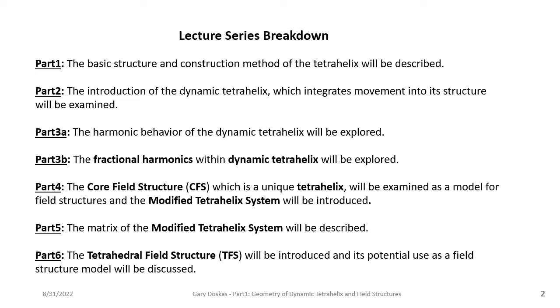Part 4, the core field structure, CFS, which is a unique tetrahelix, will be examined as a model for field structures, and the modified tetrahelix system will be introduced. Part 5, the matrix of the modified tetrahelix system will be described. Part 6, the tetrahedral field structure, TFS, will be introduced and its potential use as a field structure model will be discussed.